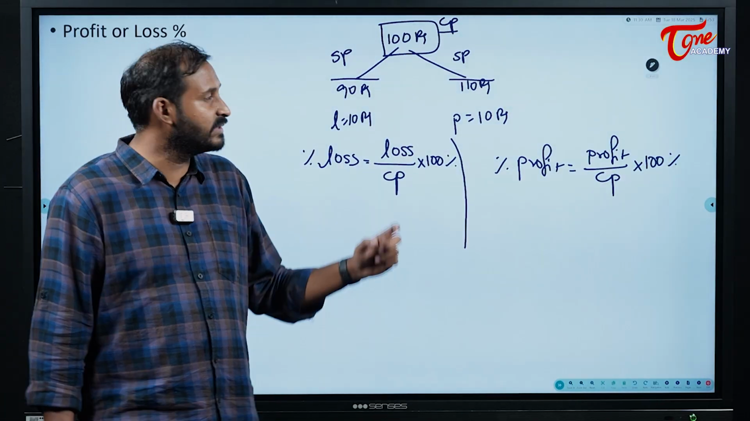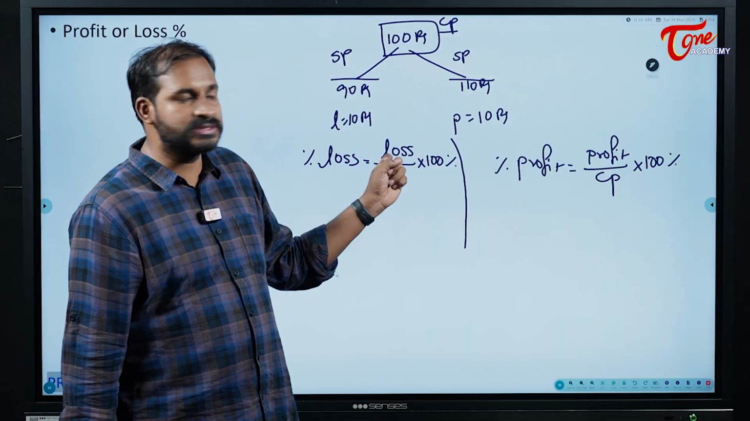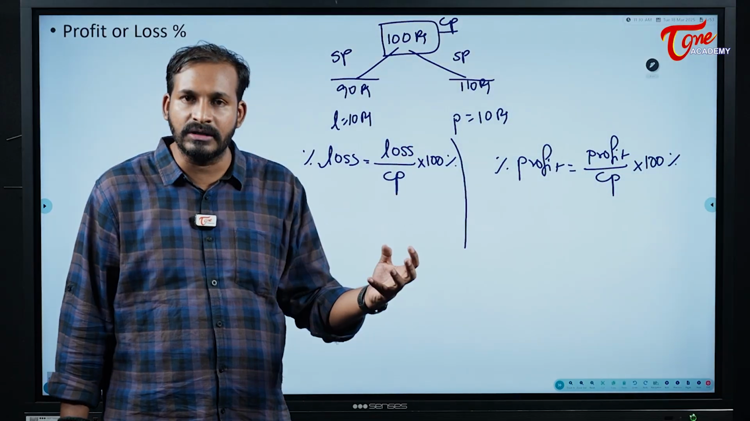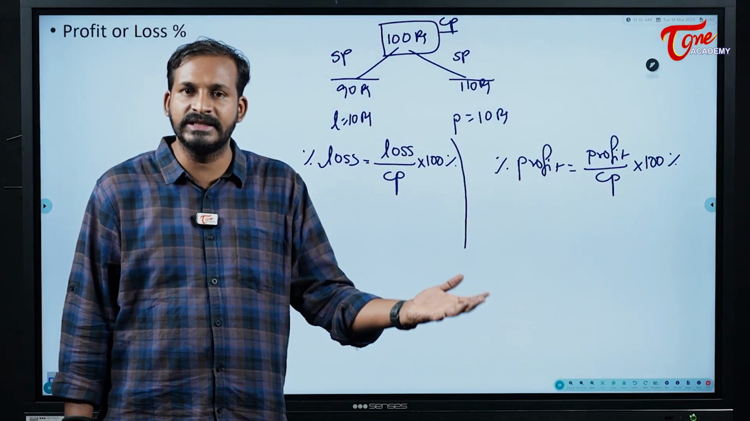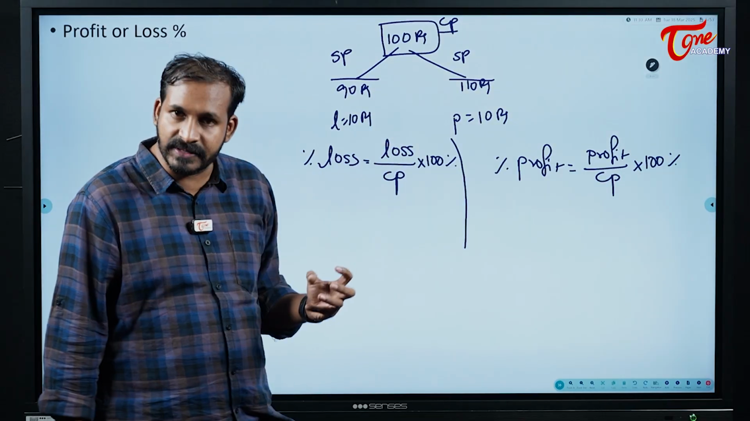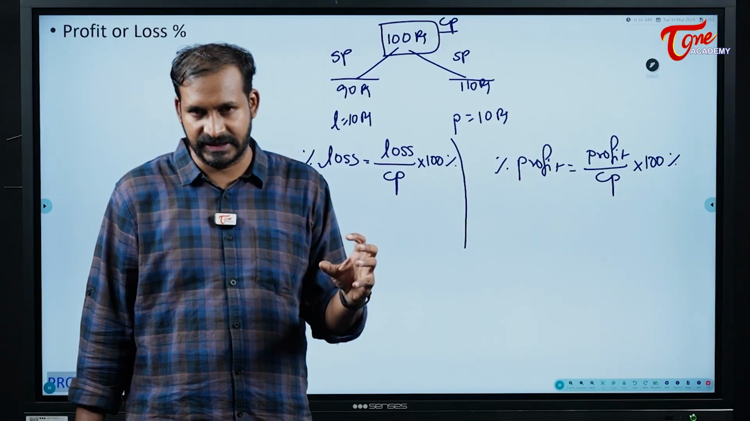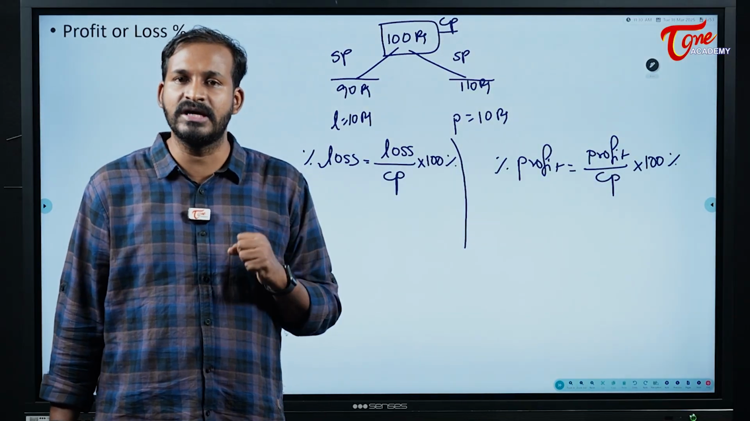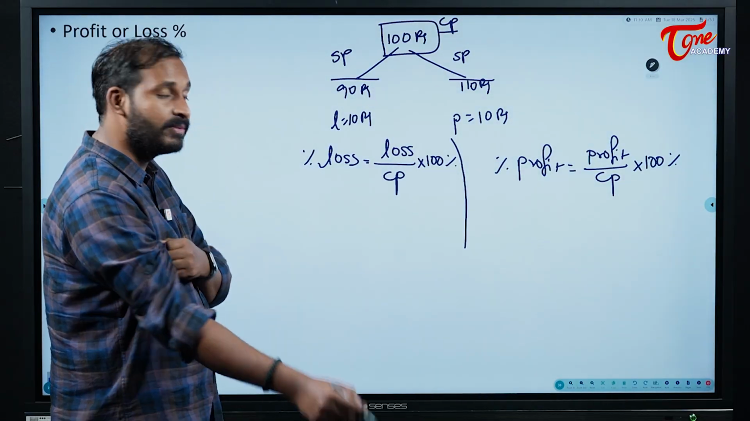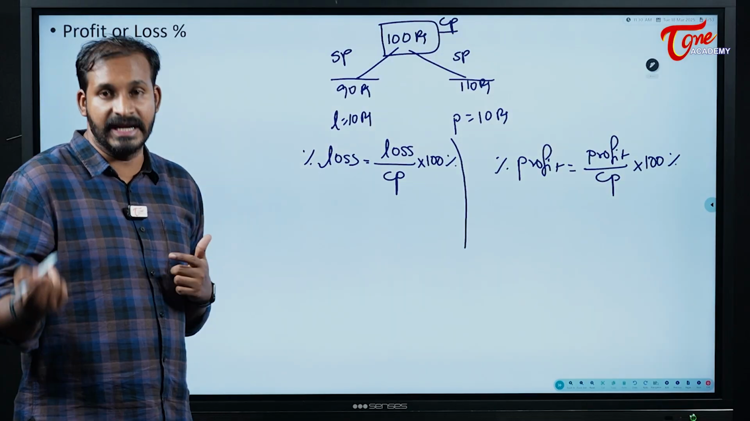The reason is very simple. Whether you told here 10 rupees loss or 10 rupees profit, based on what? By comparing with whom are you telling this profit or loss? By comparing it with cost price only, right? So that means our base will always be the cost price. Remember this one carefully. Why? Because we are going to use this one again and again.